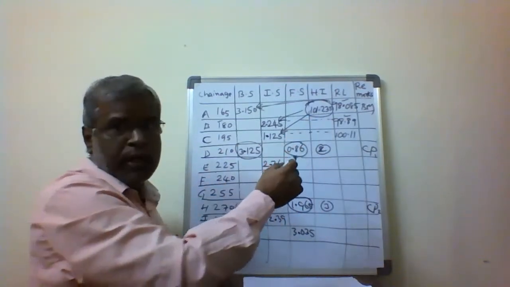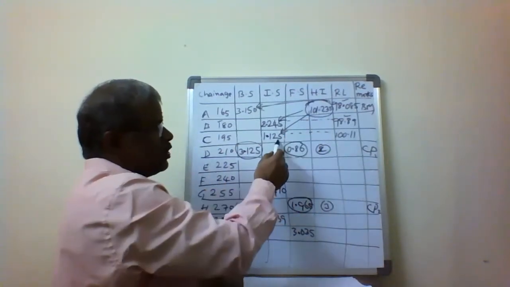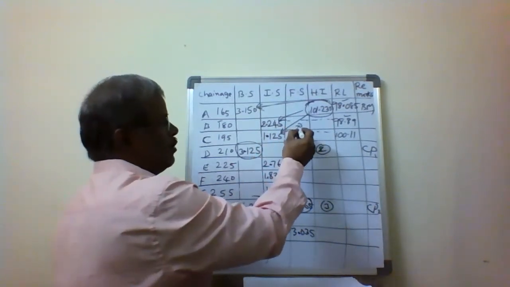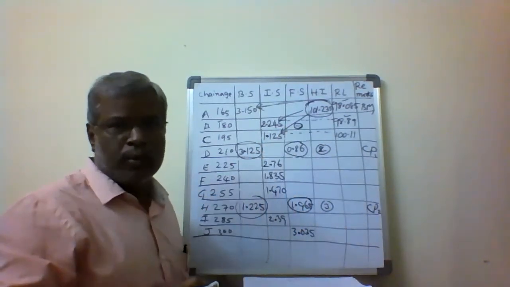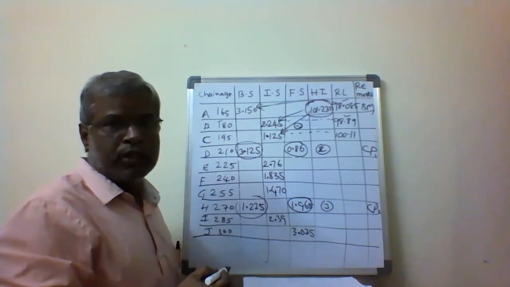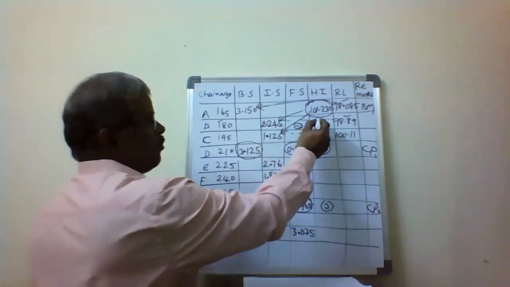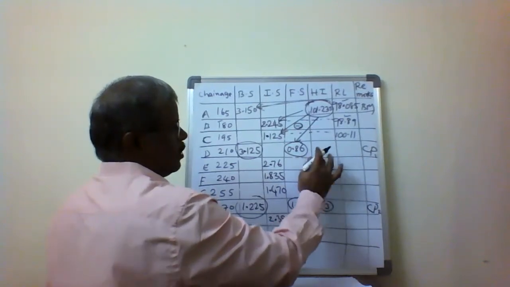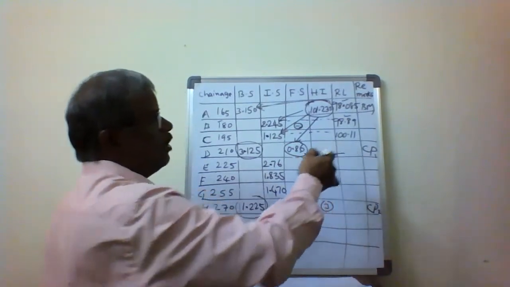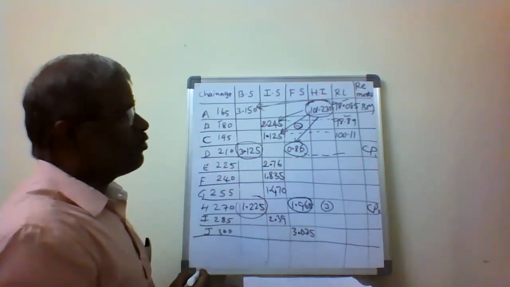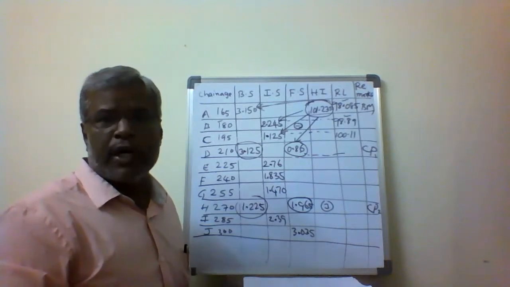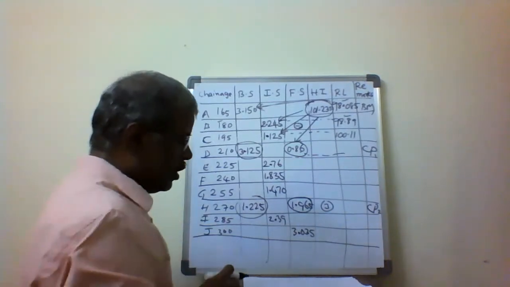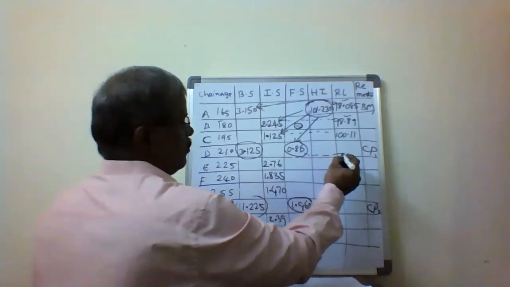How are we able to get it? Height of the instrument minus 1.25. This is subtracted. We are able to get the elevation of the point C. Now similarly, for the elevation of the point D, 101.235 minus 0.86. So we are able to get the elevation of the point D, 100.375.